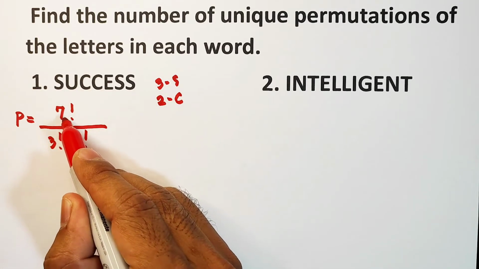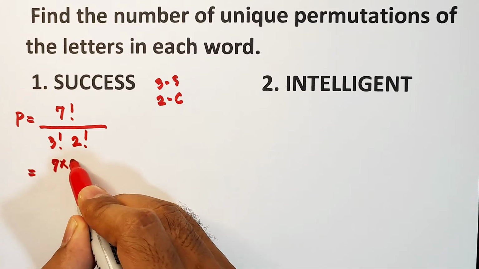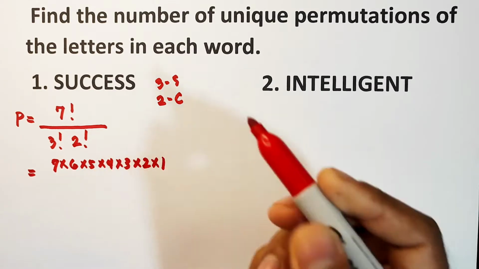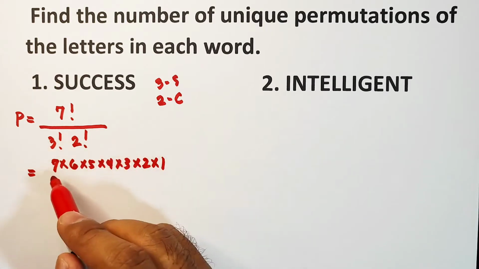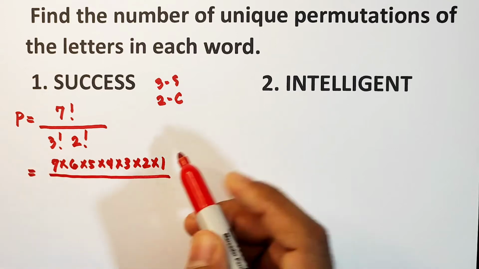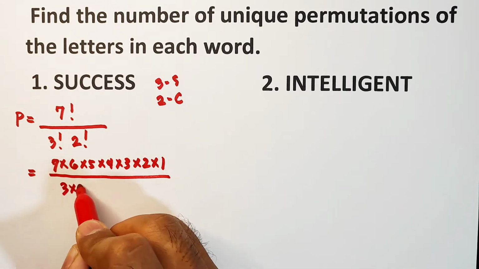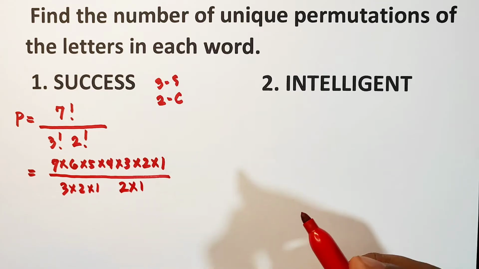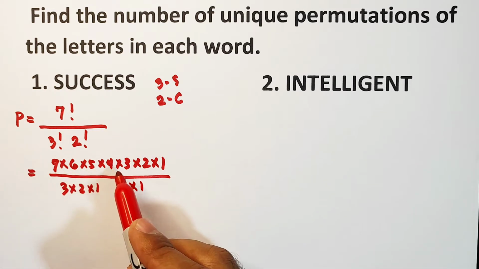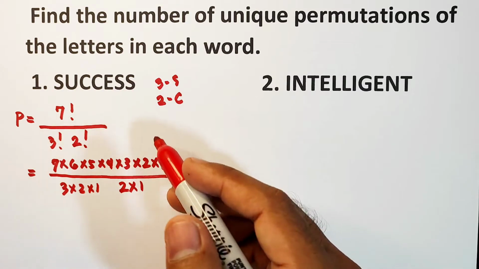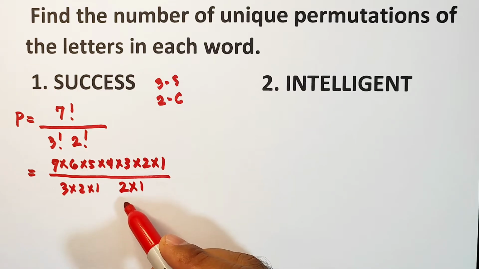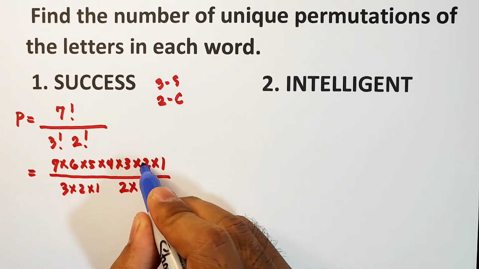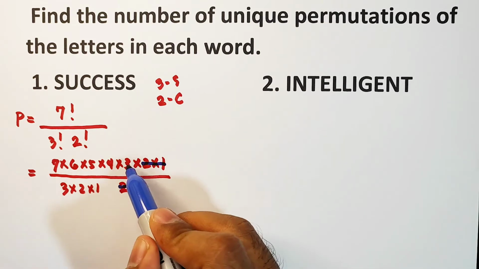Okay? So now, 7 factorial, that is equivalent to 7 times 6 times 5 times 4 times 3 times 2 times 1, or the product of all numbers from 7 down to 1. And then divided by 3 factorial, that is 3 times 2 times 1, and then 2 factorial is 2 times 1. You can multiply 7 times 6 times 5 times 4 times 3 times 2 times 1, or you can simplify it by dividing the numerator by the denominator. Let's say 2 times 1, so we can cancel 2 times 1. And the next, we can cancel 3 and 3.